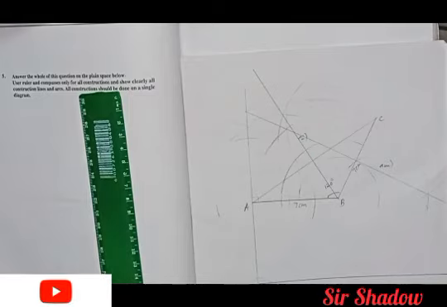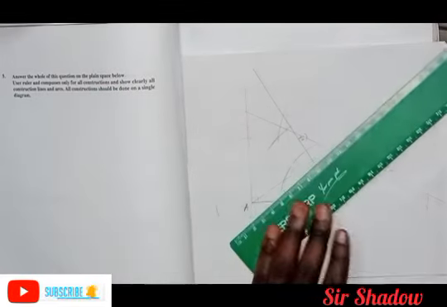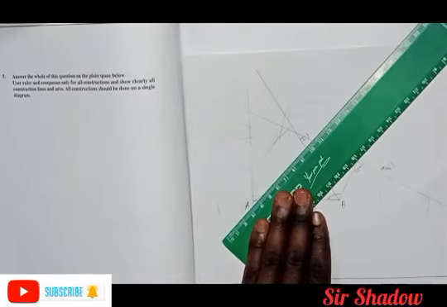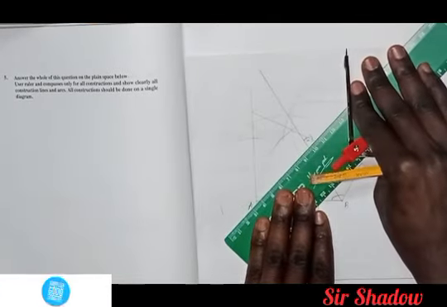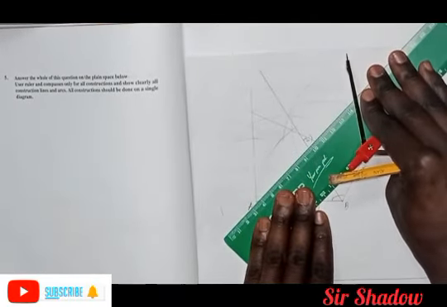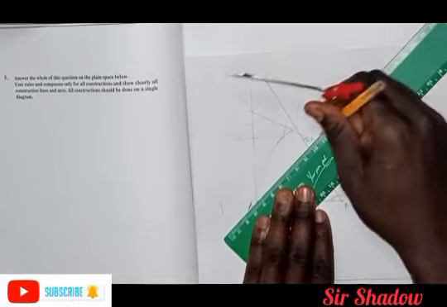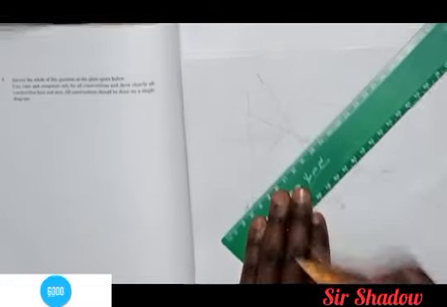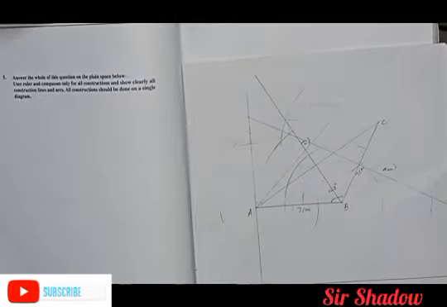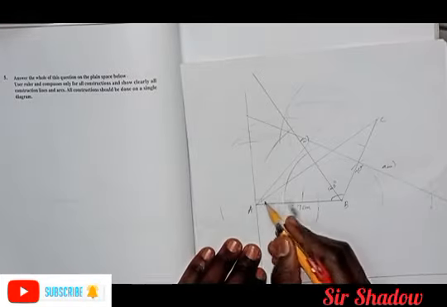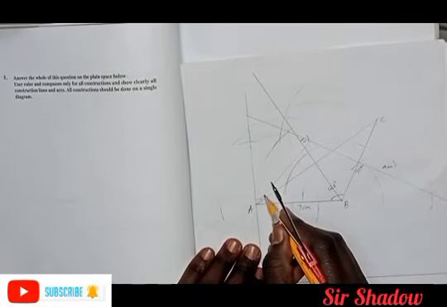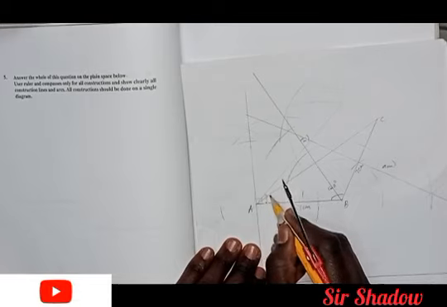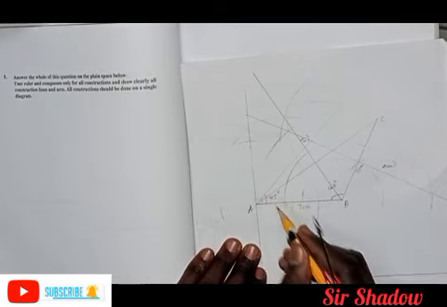Then you have to join the point of intersection and the point A, like this one. Right. So which means this angle is 45 degrees and this one is 45 degrees. This one is 45 degrees.